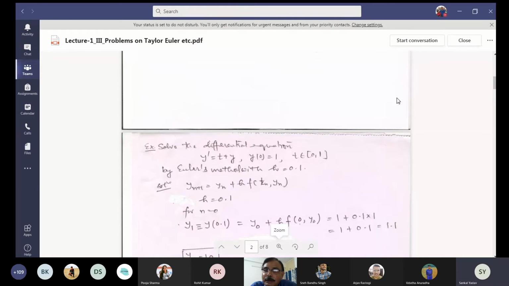The reason I have already told: the midpoint method has local truncation error of capital order h cube, whereas the Euler method has local truncation error of capital order h square.